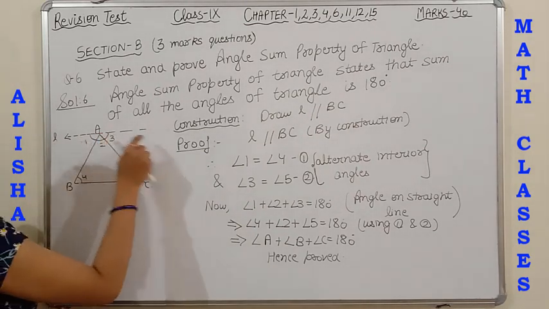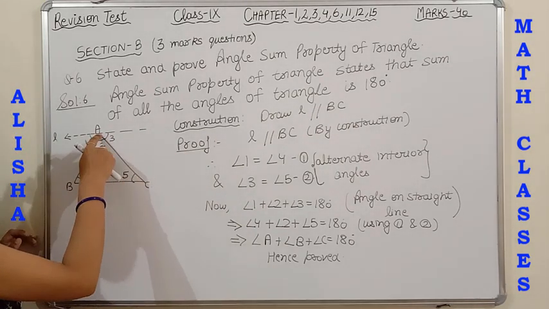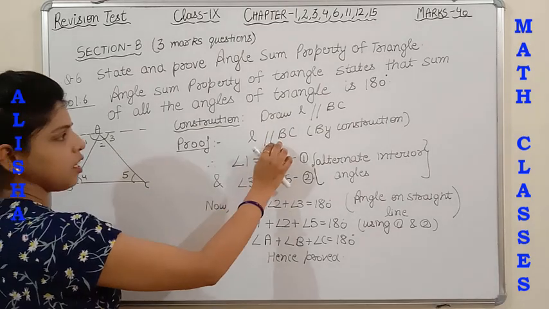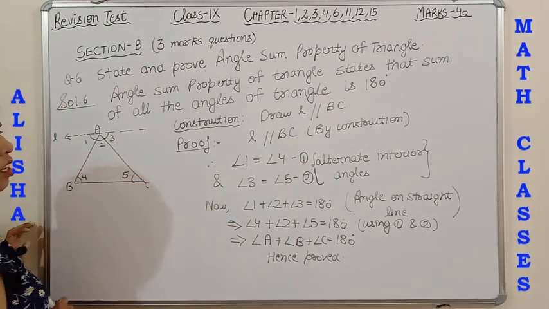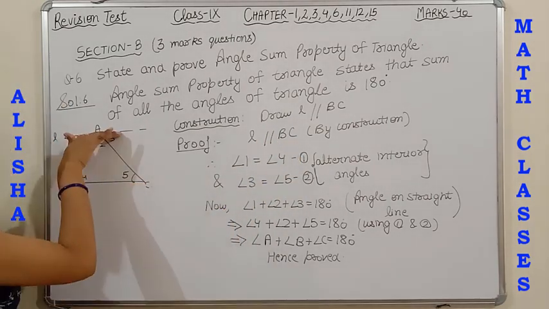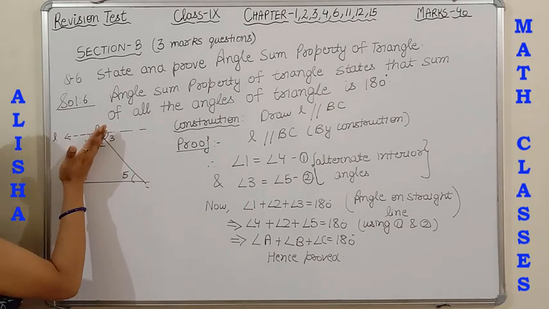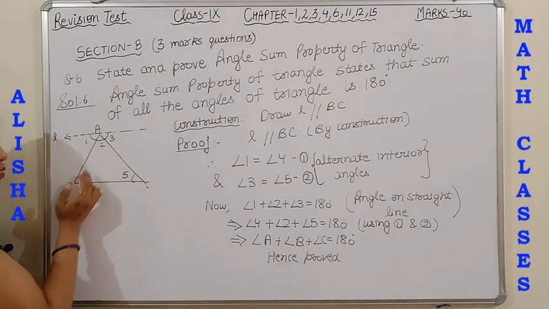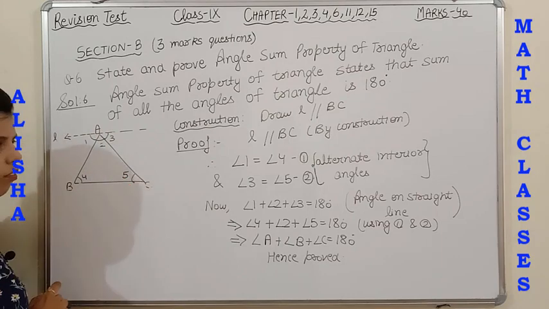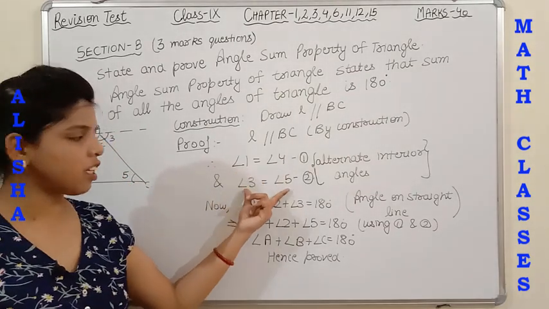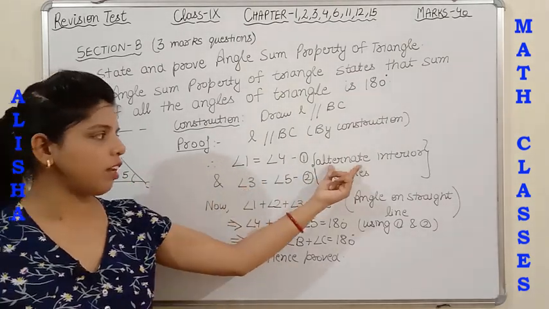So draw line L which is passing through the vertex A of triangle ABC and it is parallel to the base BC. Now you know that when two lines are parallel, then alternate interior angles are equal. So angle 1 is equal to angle 4 and angle 3 is equal to angle 5. So this is what we have written: angle 1 is equal to angle 4, angle 3 is equal to angle 5, alternate interior angles.